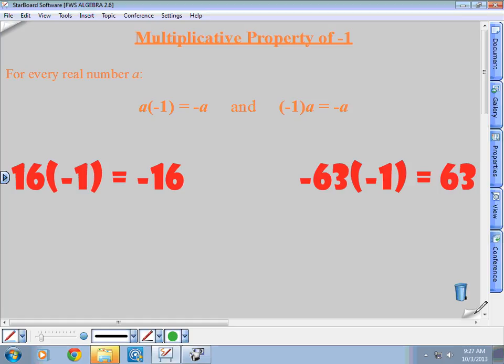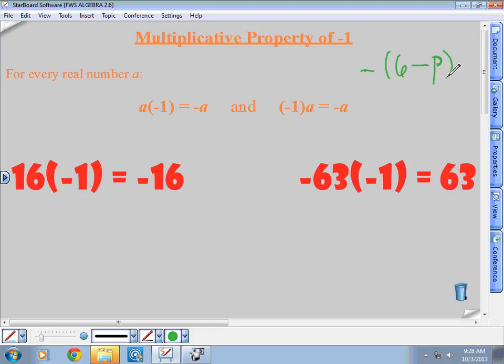When I multiply negative 63 times negative 1, I'm going to get the opposite of negative 63, which is 63. Okay? And that's the multiplicative property of negative 1. And we'll see this, especially when we start using it with the distributive property, where you'll have something like this. We'll have a variable, so we'll have minus 6 minus p.